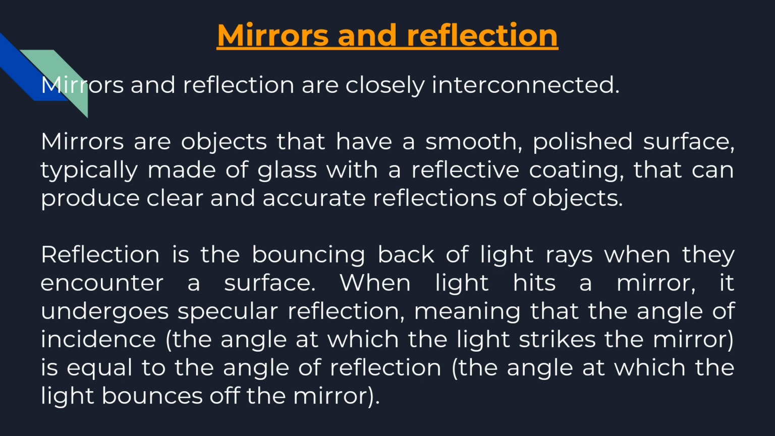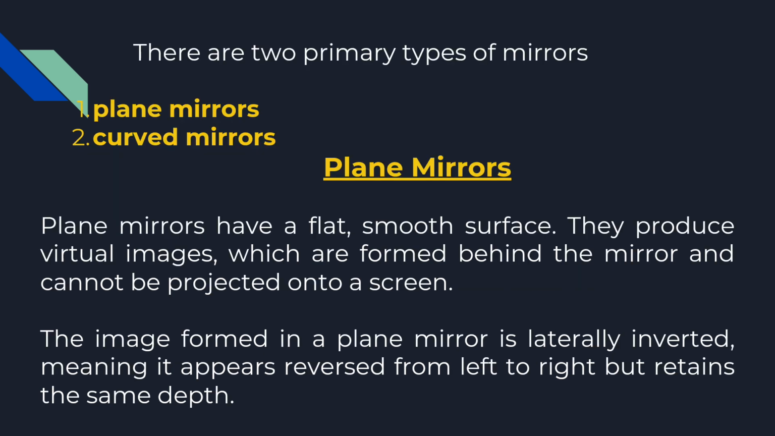There are two primary types of mirrors, plane mirrors and curved mirrors. Plane mirrors. Plane mirrors have a flat, smooth surface. They produce virtual images, which are formed behind the mirror and cannot be projected onto a screen. The image formed in a plane mirror is laterally inverted, meaning it appears reversed from left to right but retains the same depth.